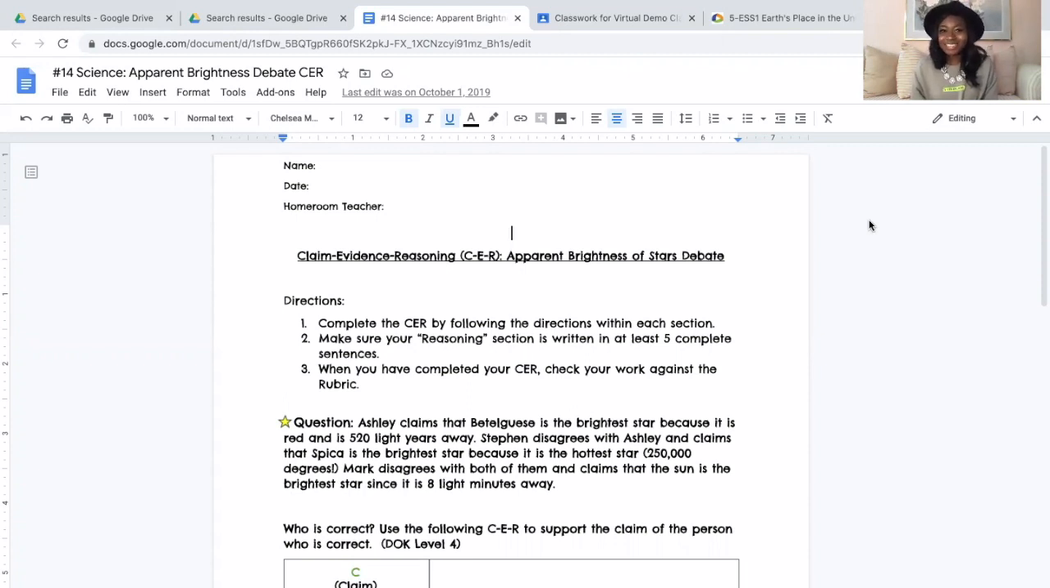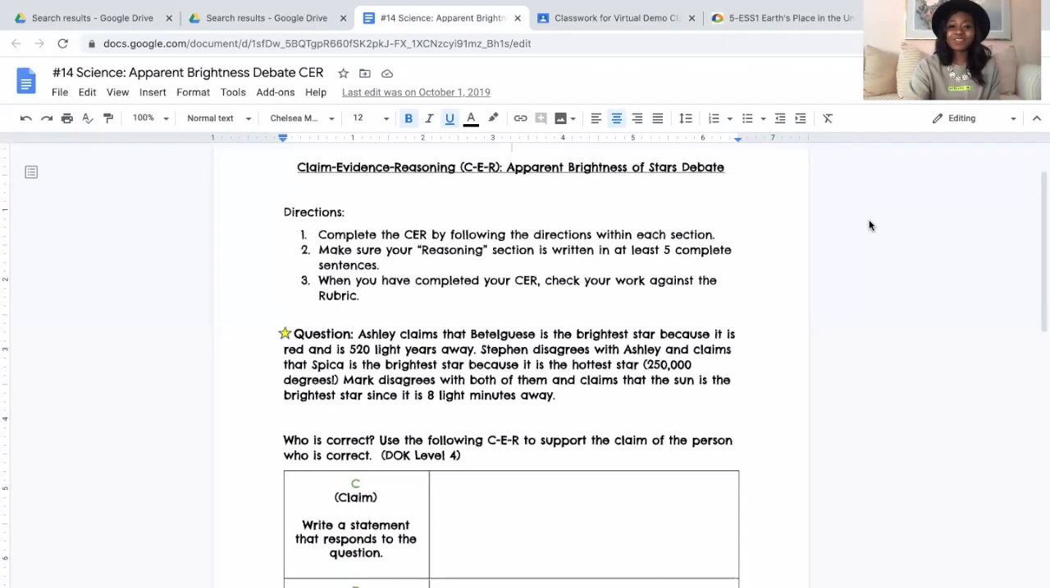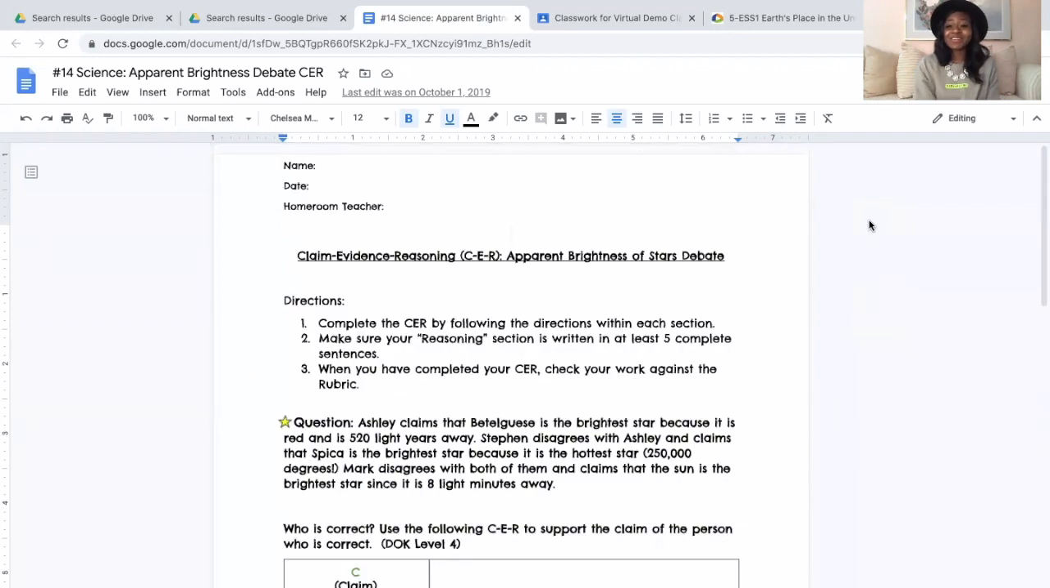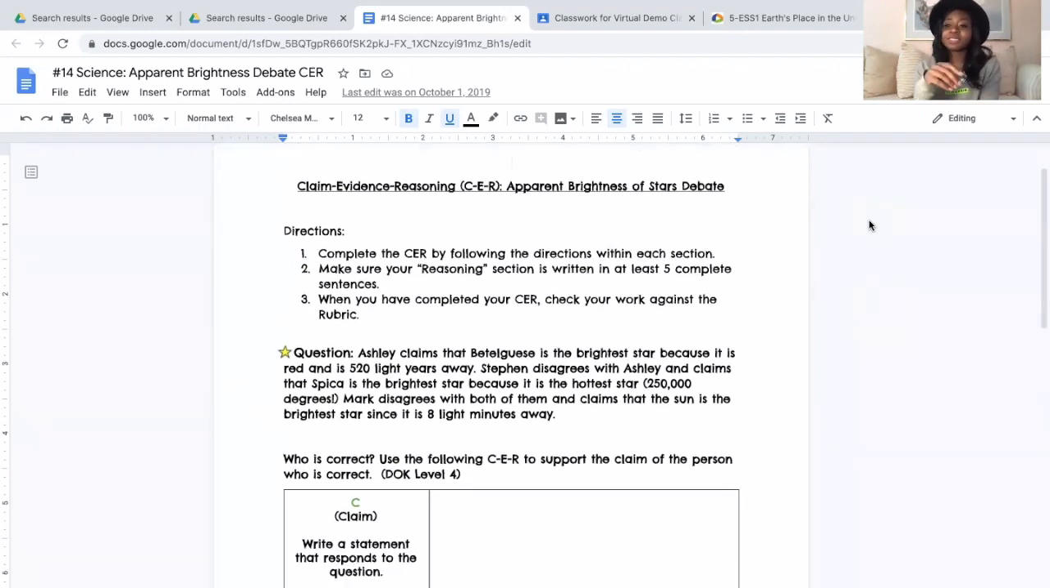And what is a CER? Some of you guys may be familiar with it. Some of you may not be as familiar with it. In Prince George's County Public Schools science curriculum, CERs are used very often. So a CER is a claim, evidence, and reasoning prompt. Right here in front of you is an example of a CER, and I'll explain the different components of a CER to you. So essentially, the students are first presented with a question to address within their CER.